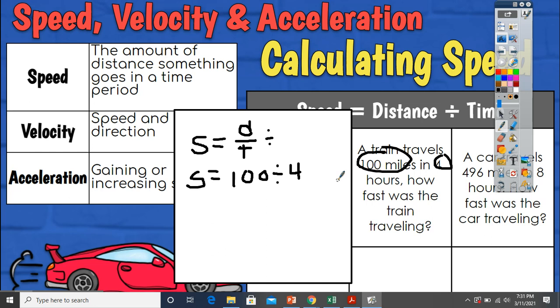So we have to think about how many times 4 will go into 100. So what times 4 equals 100? We could do this with long division, but these numbers are pretty simple. 4 times what equals 100? I like to think of quarters. If I have 4 quarters, I have $1, and each quarter is worth 25 cents. So 25 times 4, 25, 50, 75, 100. So 100 divided by 4 is 25. Don't forget we have miles per hour.